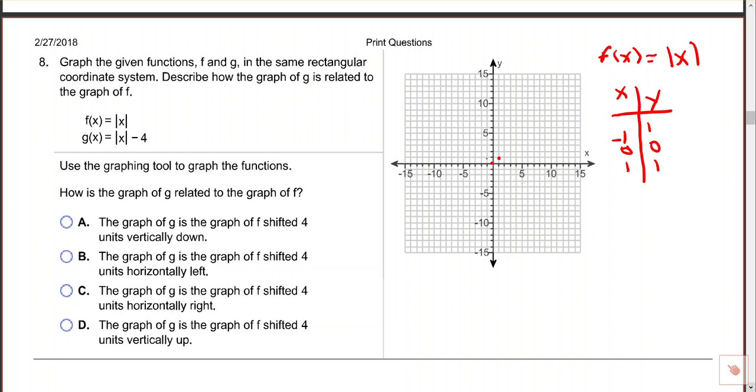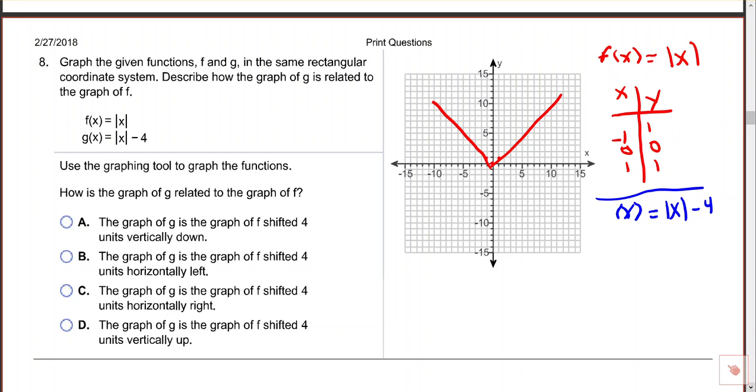So I know I'll have something like that for my f of x graph. Now my g of x graph, you see we have this -4 here. That's a vertical shift. That's going to help me to find my y-intercept. So that's the only thing that changed. With that being the only thing that changed, that -4 outside of the absolute value of x, I know that my original graph is shifting down 4 places.